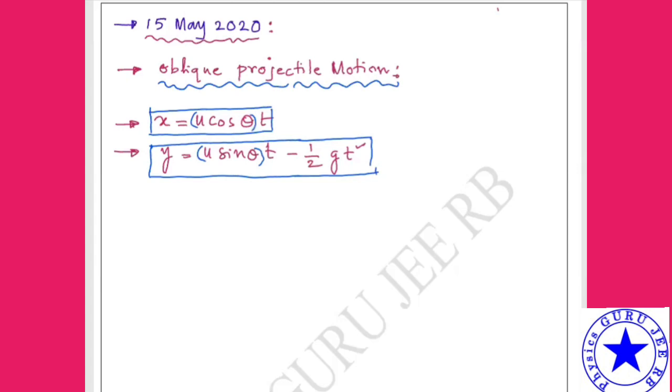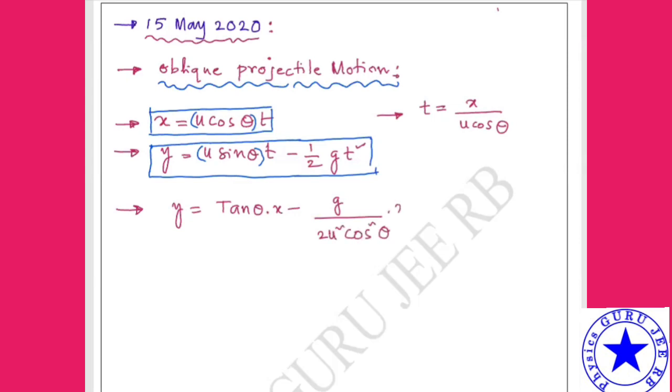Fine. After that, we took the t value from x. From equation 1, I took t is equal to x by u cos theta, and I substituted it in the below equation. So I got the equation of projectile. What is the equation of projectile? We got y is equal to tan theta into x minus g by 2 u square cos square theta into x square.